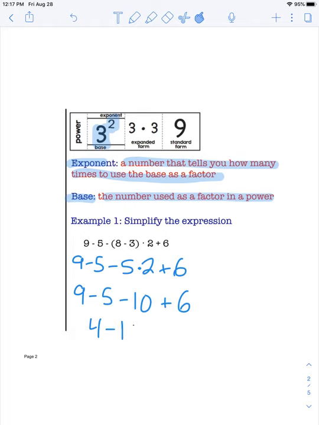9 minus 5 is 4. 4 minus 10 is negative 6. Negative 6 plus 6 is 0. So our answer to this expression is 0.